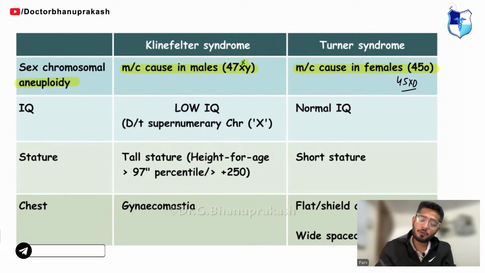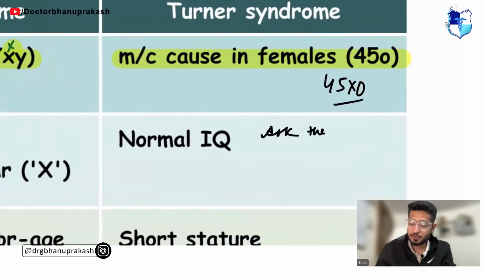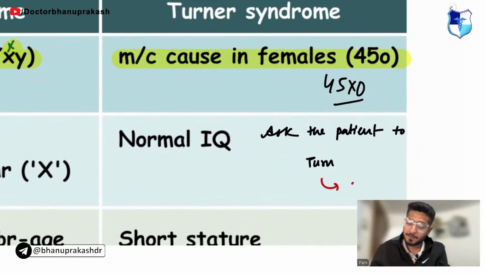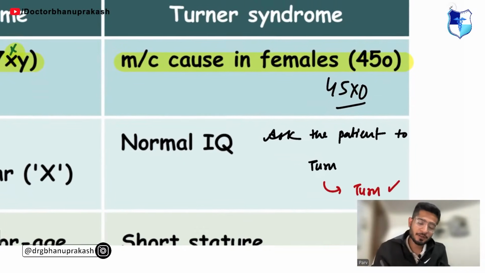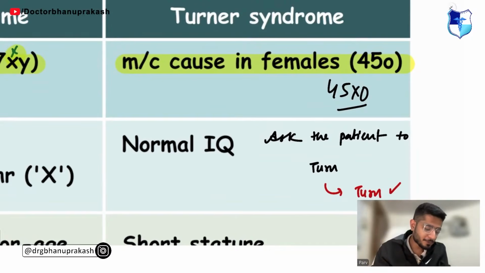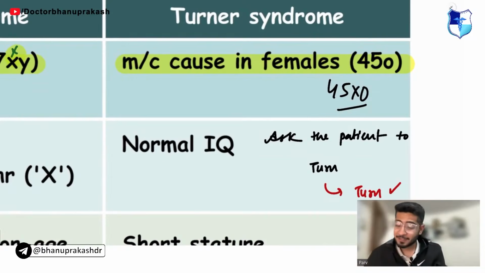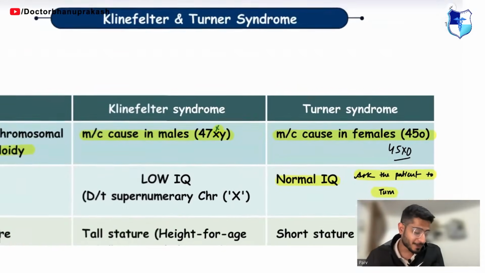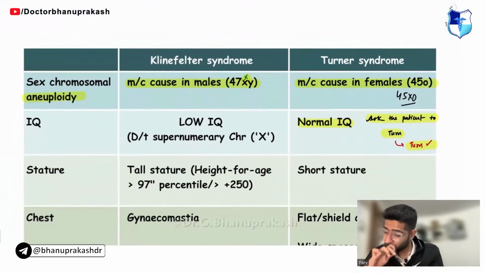This is how we used to remember: ask the patient to turn, and the patient is going to turn. Now what does this mean? That means the IQ of this patient is normal. Whenever you ask the patient to turn, the patient is going to turn. So this is the mnemonic to remember.